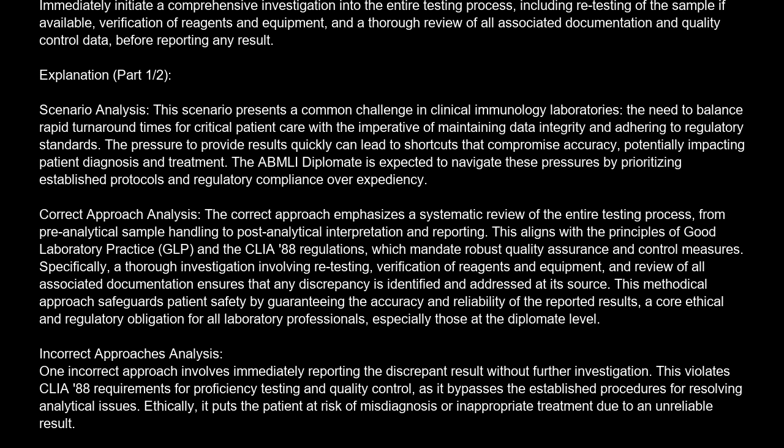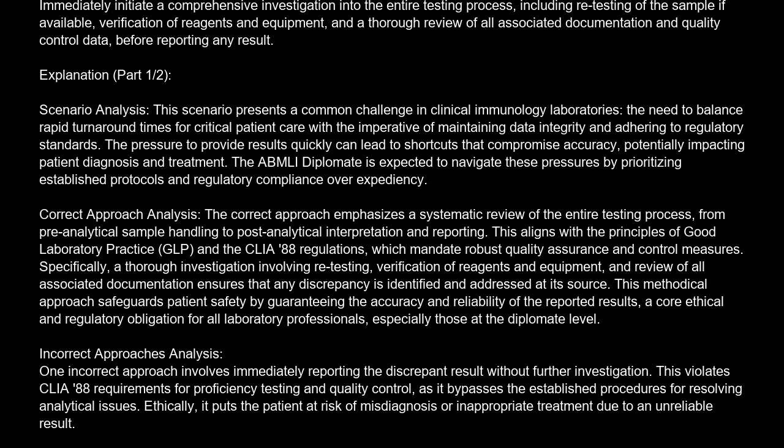Correct approach analysis. The correct approach emphasizes a systematic review of the entire testing process, from pre-analytical sample handling to post-analytical interpretation and reporting. This aligns with the principles of good laboratory practice, GLP, and the CLIA 88 regulations, which mandate robust quality assurance and control measures. Specifically, a thorough investigation involving retesting, verification of reagents and equipment, and review of all associated documentation ensures that any discrepancy is identified and addressed at its source.